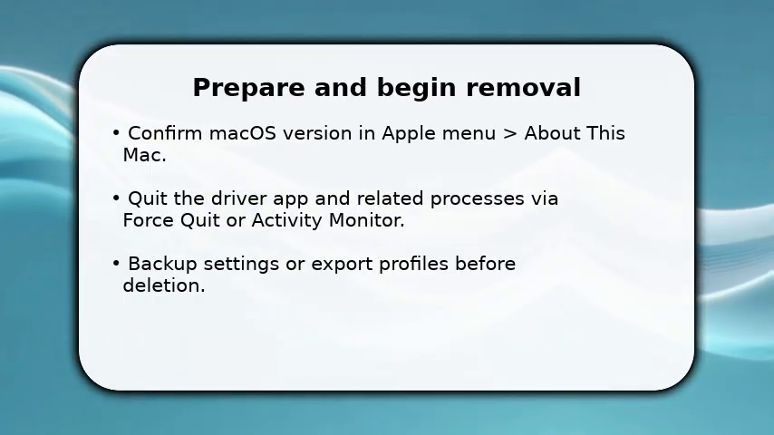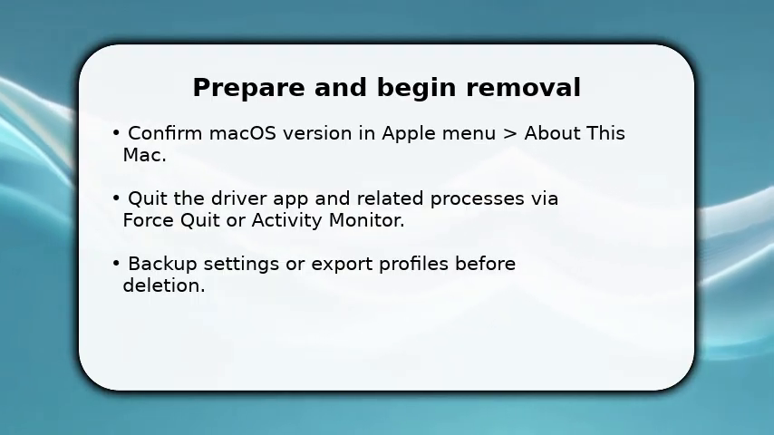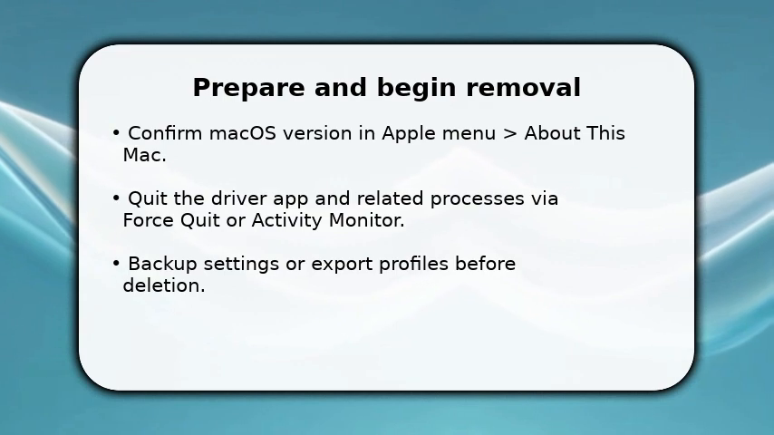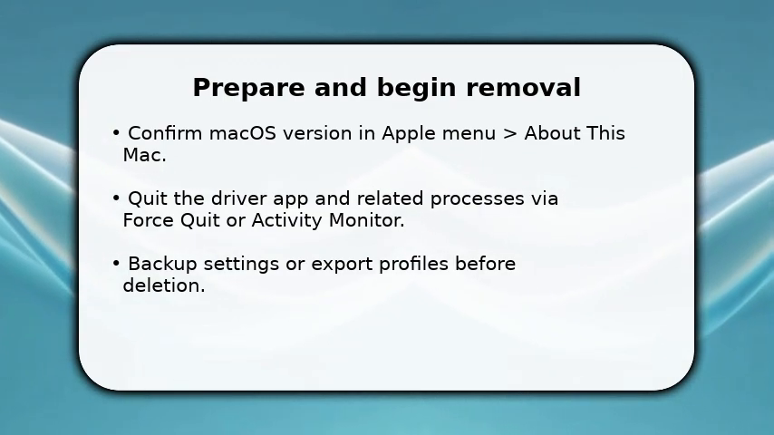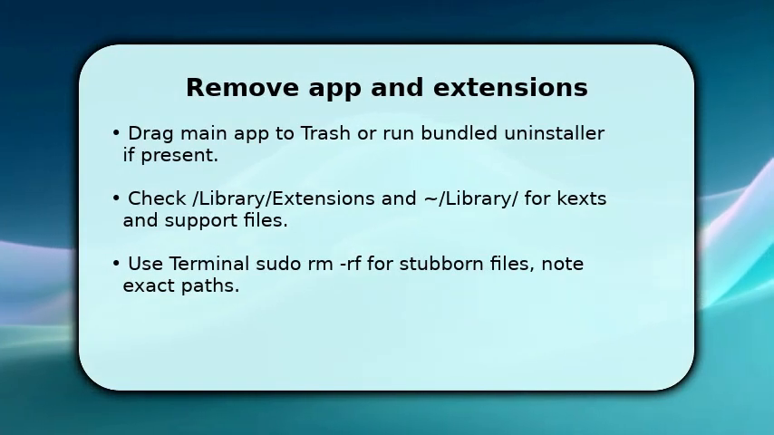Make sure you have admin credentials ready, because you will need them for approval when removing system extensions and changing protected directories. You now remove the visible app and any kernel extensions. Start by using the vendor's uninstaller when available, because it cleans hidden support files.